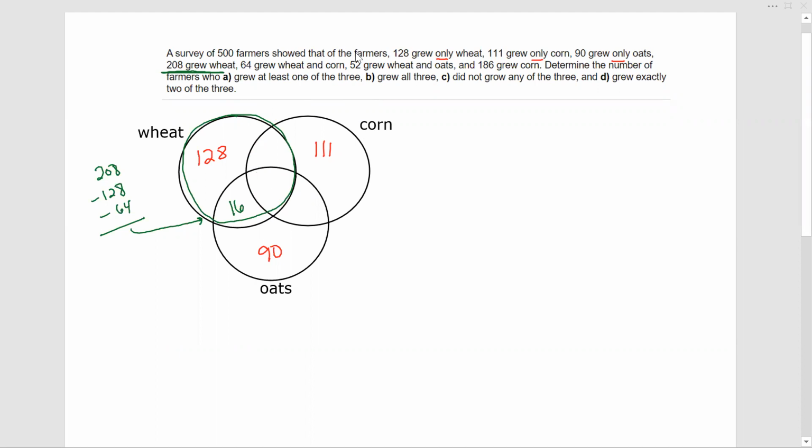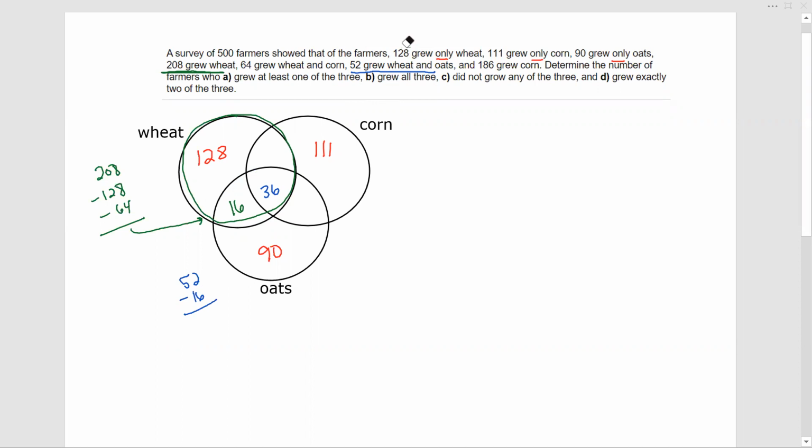Next, it's telling us that 52 grew wheat and oats. So if we're talking about wheat and oats, that's going to be this section here. That's where the wheat and the oats overlap. But we already know we found 16 that grow just wheat and oats and not corn. So if we take that 52, subtract 16, that'll give us the number there in the middle. So 52 minus 16 is 36. So you can see now how we are well on our way to being able to answer these questions. We know that there's now 36 farmers that grew all three of these crops.